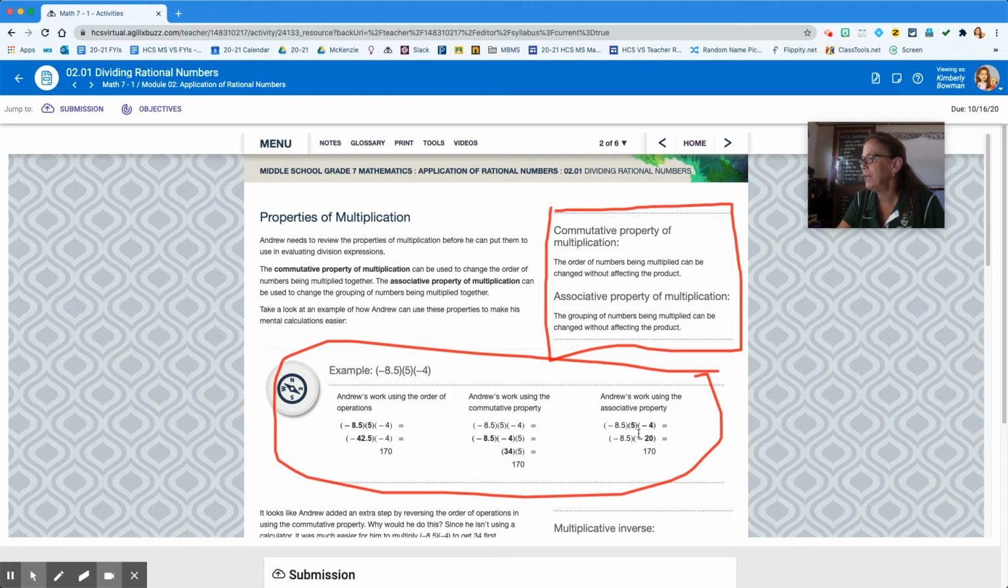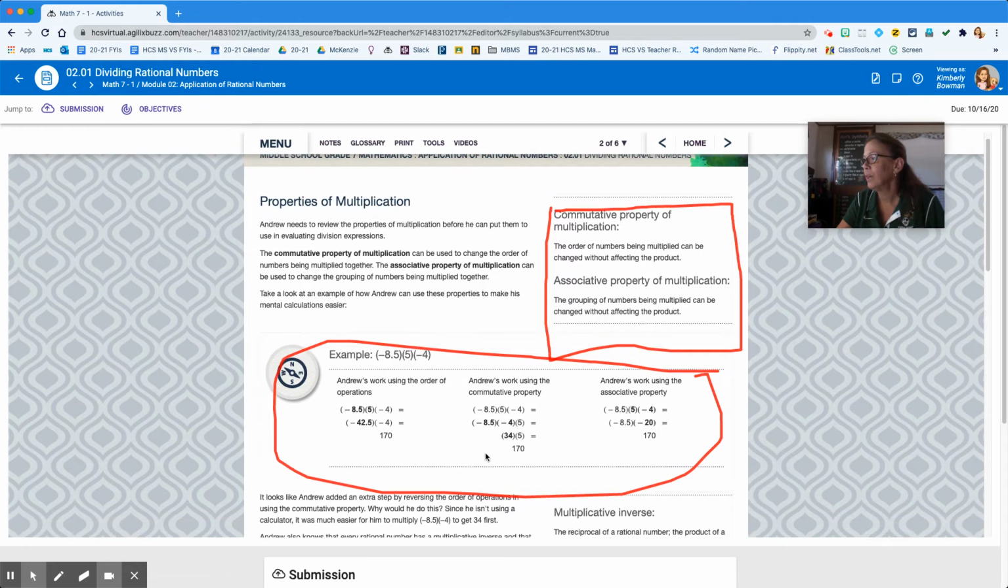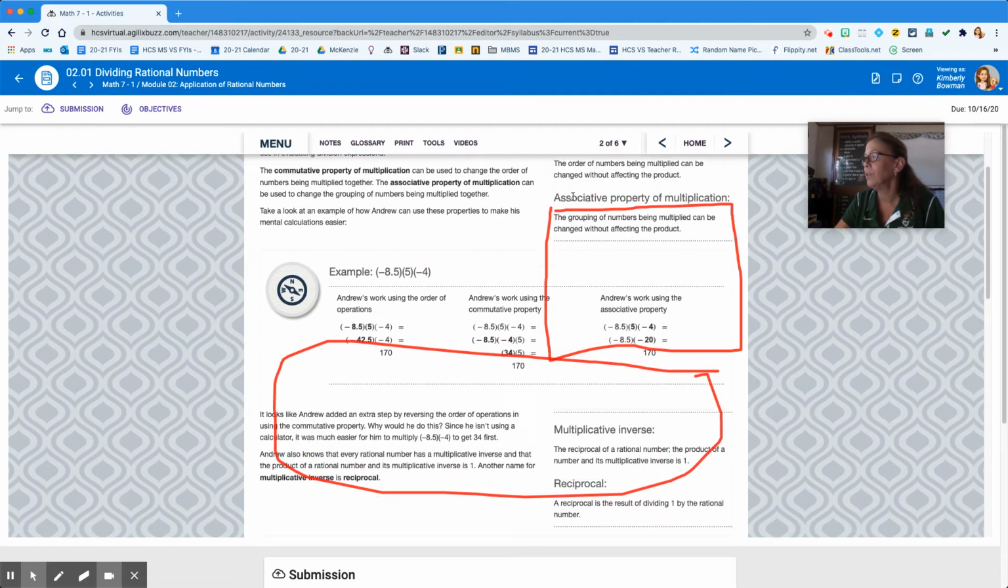Associative property here, what he did, it doesn't show where he grouped the positive 5 and negative 4, but he grouped those last two numbers together, multiplied them, and then multiplied times negative 8.5. So that's how you can use those properties.